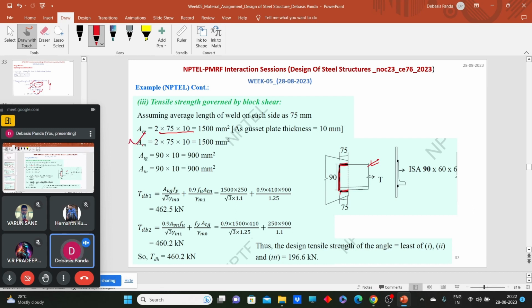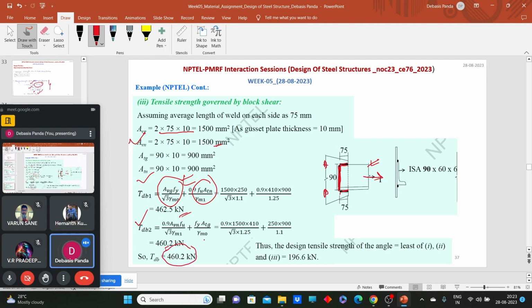AVN, that is the net area, we don't need to deduct any bolt hole here, so that will be the same. What will be the value of the gross cross sectional area along the tension plane? So say AB will be the tension plane, because this plane is perpendicular to the application of load. So 90 into 10. So if you put this in equation TDB1, first look at this, the shear plane gets yielded, or we have considered the shear yielding and tension rupture. So this comes as 462 kilonewton, and when we consider the shear rupture and tension yielding, this comes as 460 kilonewton. So here we can calculate the value of TDN.